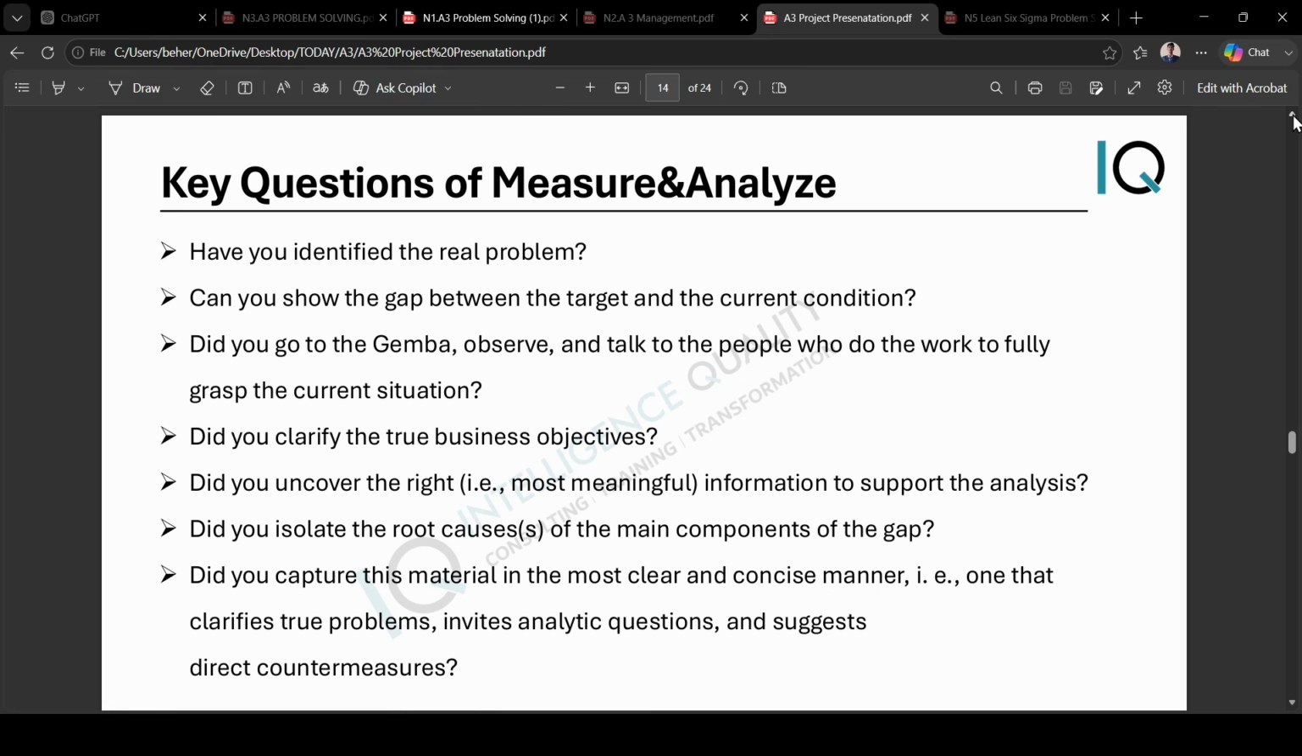Did you uncover the right, that is, most meaningful information to support the analysis? Did you isolate the root causes as the main component of the gap? Did you capture the material in the most clear and concise manner? Kind of clarify to invite analytic questions and suggest direct countermeasures.